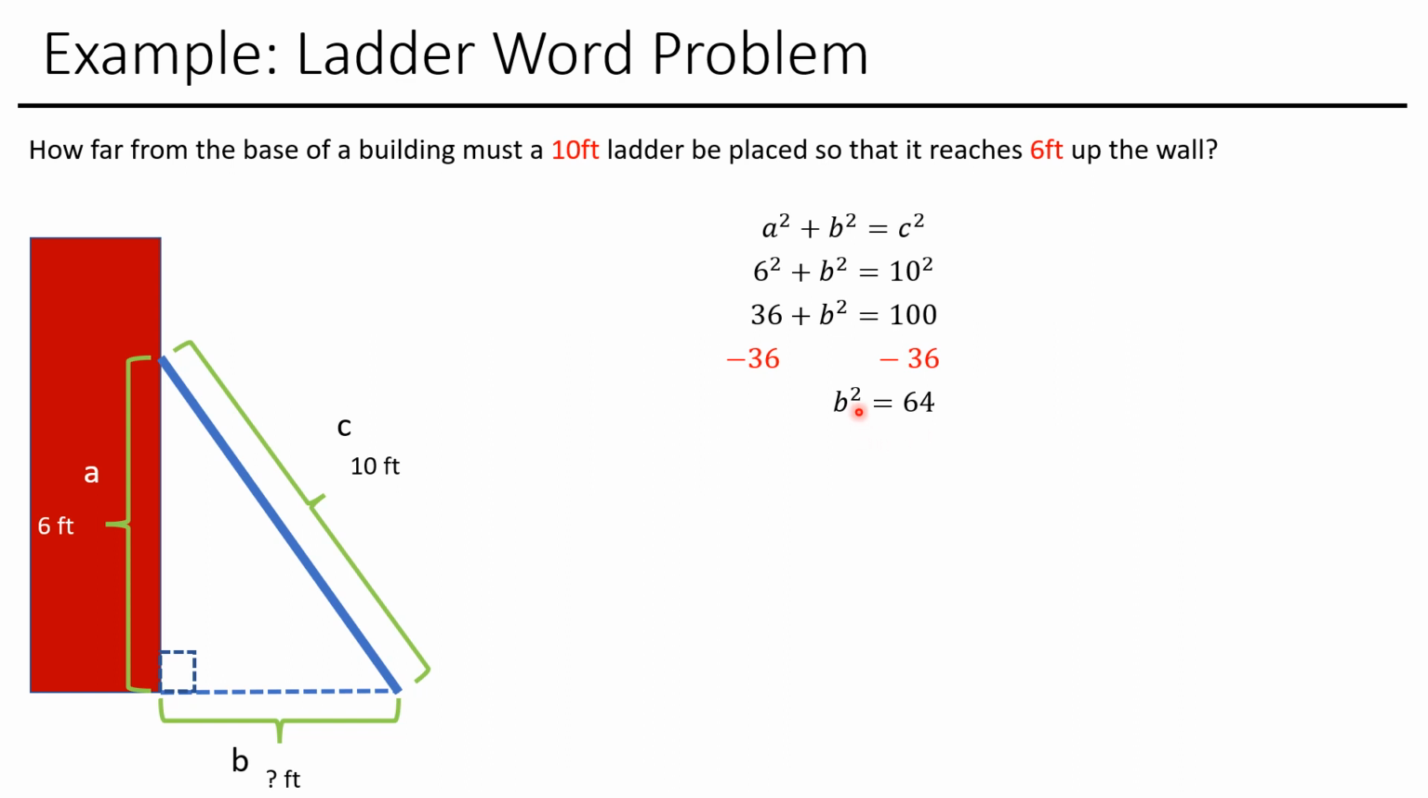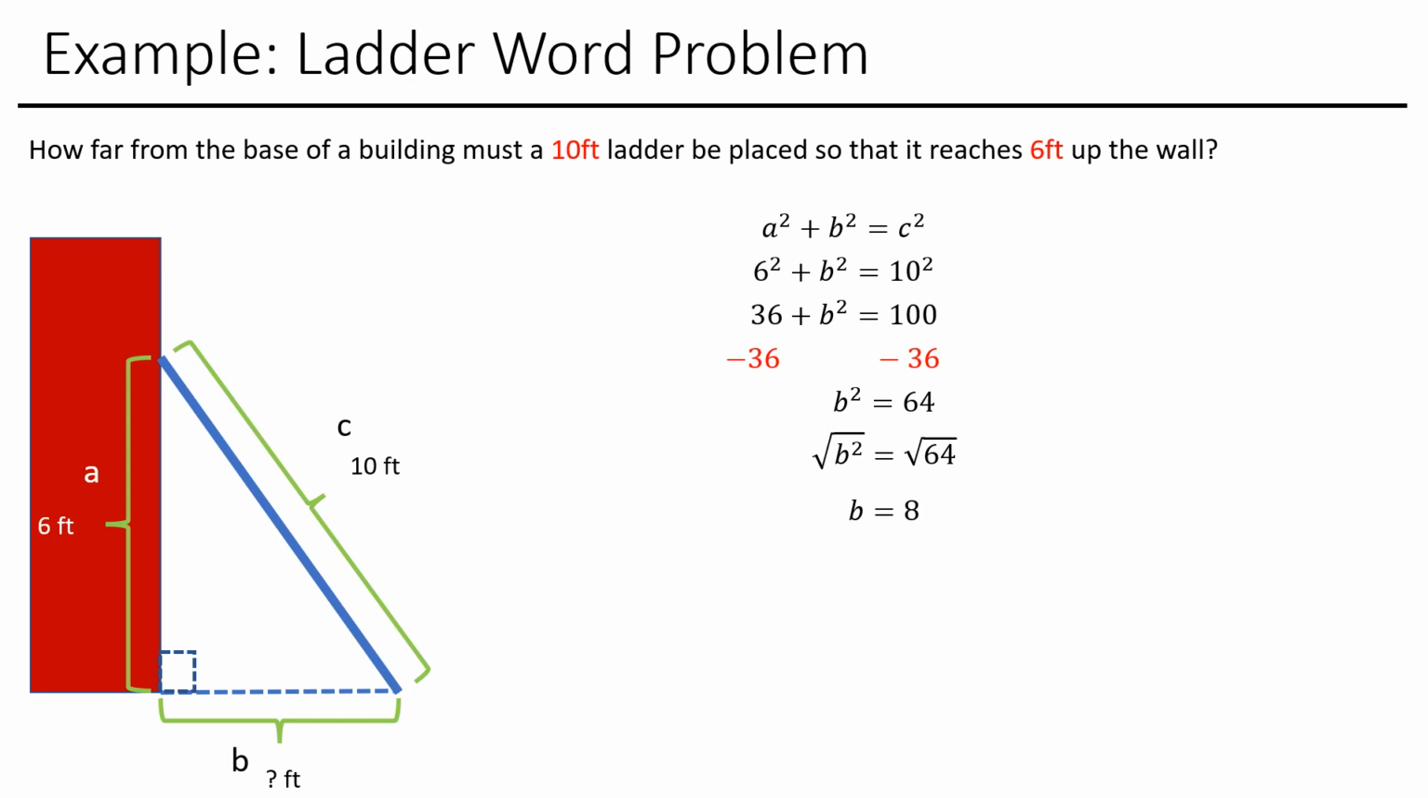Now, I don't need B squared, I need just B. And so to get rid of that square, you do the opposite of that, which is actually the square root. So I'm going to take the square root of both sides because, again, whatever you do to one side, you have to do to the other. You're going to turn out to get B is equal to 8.